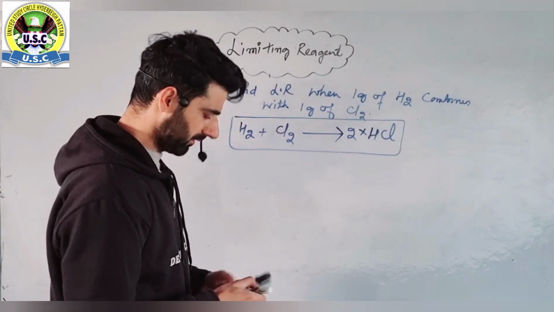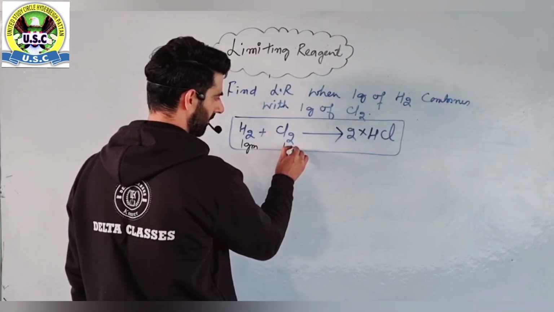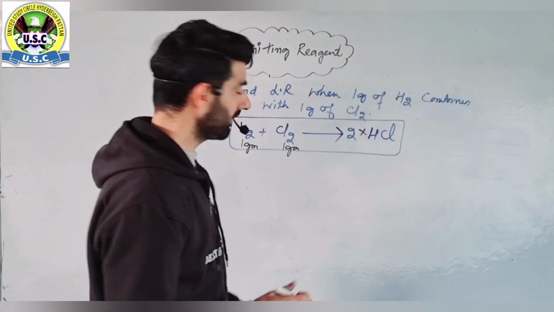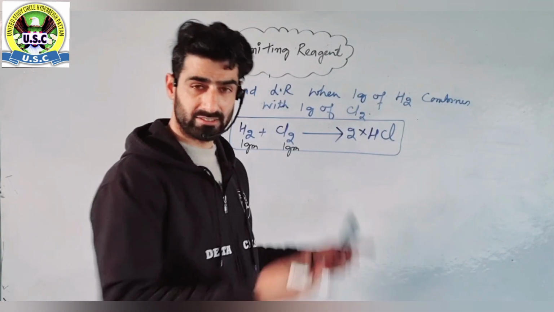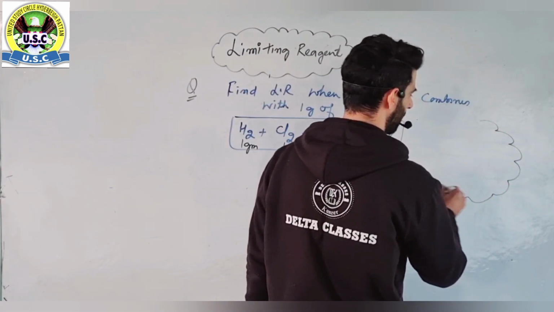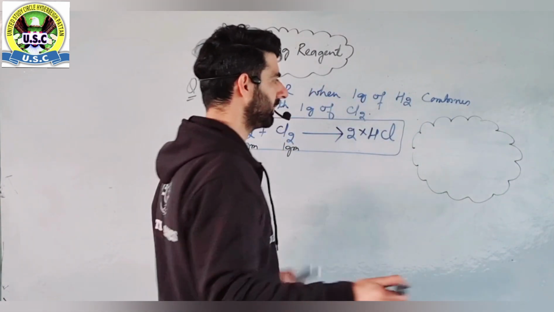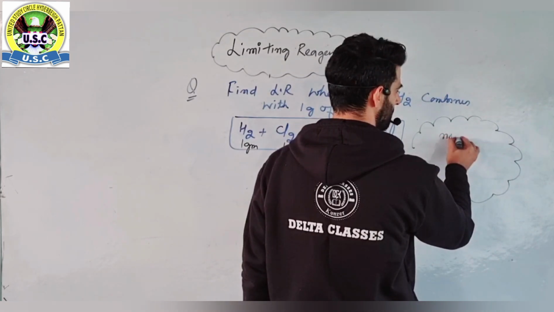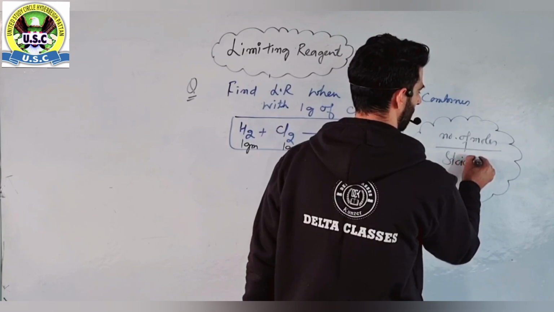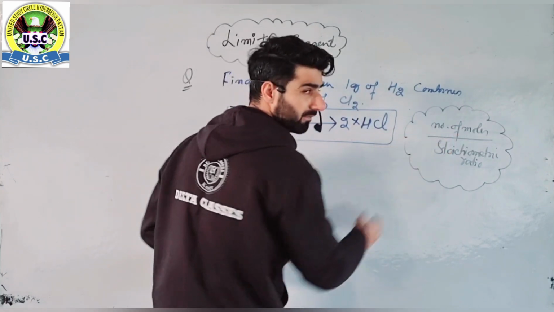Next, in the given data we have hydrogen 1 gram and chlorine 1 gram. Again, we cannot say which one is the limiting reagent. So, in order to find out the limiting reagent in such numericals, we have to remember a rule, or a formula: number of moles and stoichiometric ratio. First of all, we need to calculate the number of moles.